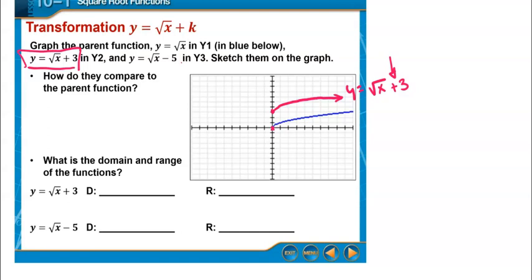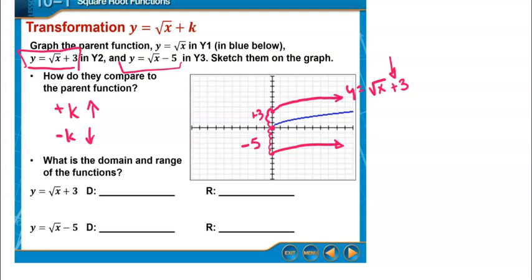And then if I do the same thing with this one, it goes down 5. So that other one went up 3. This one, 1, 2, 3, 4, 5. So this one, same thing, but the shape of this didn't change at all. It just went down 5. So the effect of the K is, if K is positive, it transforms up. If K is negative, then it transforms down. And what you're looking for is the starting point again of the square root function.